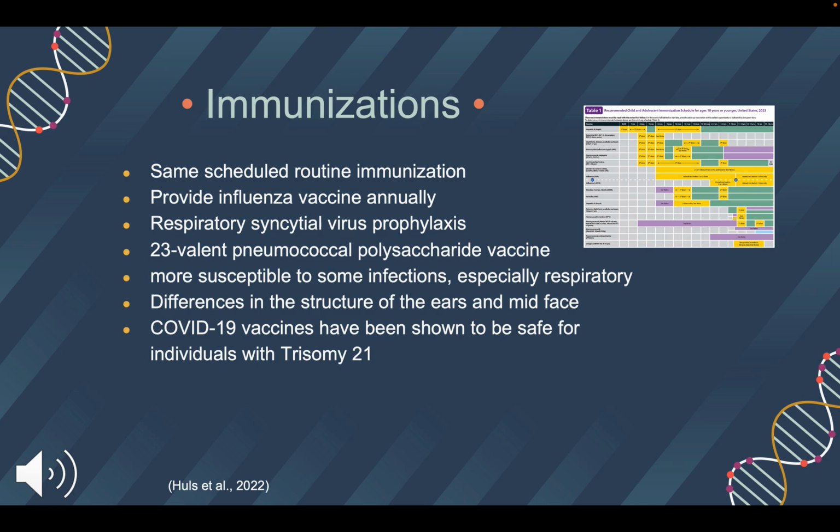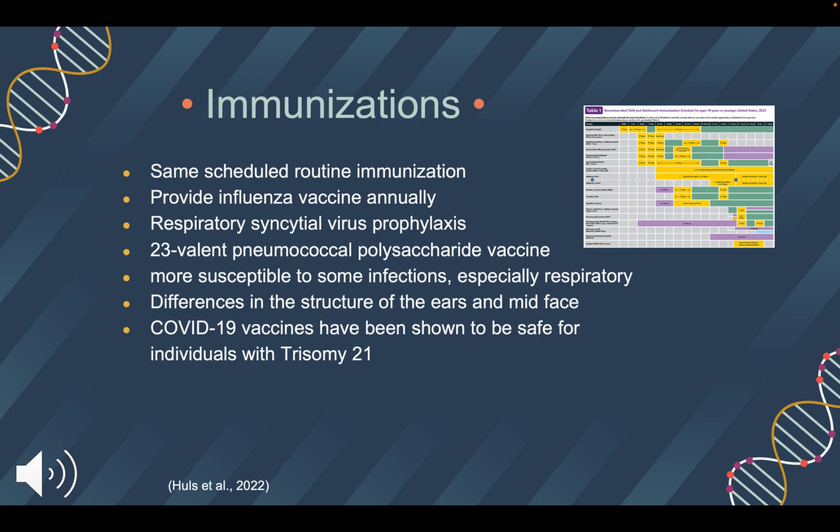Children with trisomy 21 differ from the general population in their response to infection. They may be more susceptible to some infections, especially respiratory, because the differences in the structure of the ears and midface make ear, nose, and throat infections more problematic. The best way to reduce infections is by immunization.